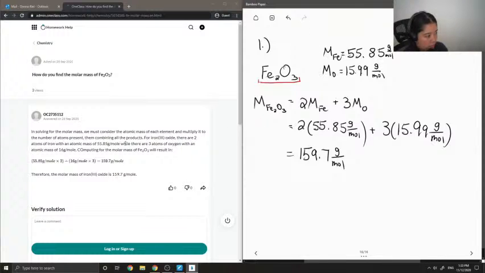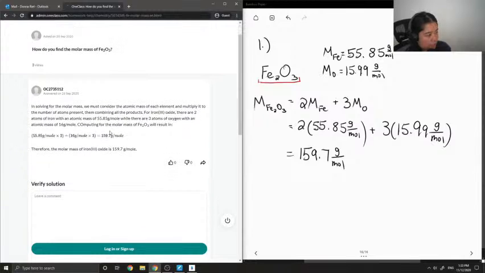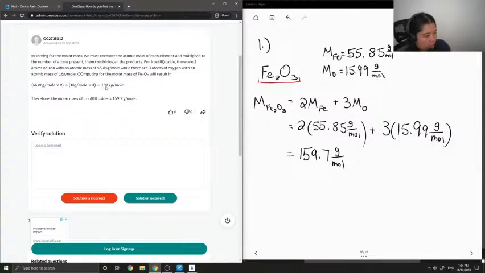So let's see what our junior tutor said. In solving for the molar mass, we must consider the atomic mass of each element and multiply it to the number of atoms present, then combining all the products. For iron 3 oxide, there are 2 atoms of iron with an atomic mass of 55.85 grams per mole, while there are 3 atoms of oxygen with an atomic mass of 16 grams per mole. Computing for the molar mass will result in 159.7. So therefore, the molar mass of iron 3 oxide is 159.7. So this solution is correct.